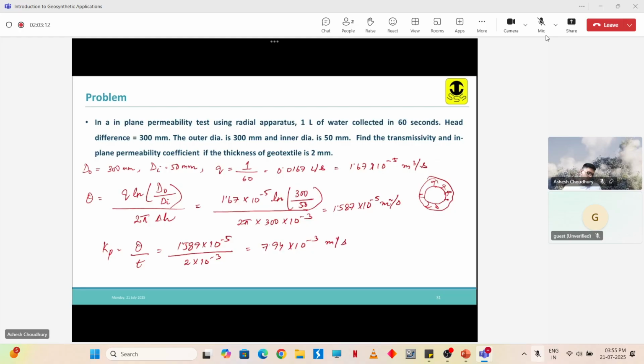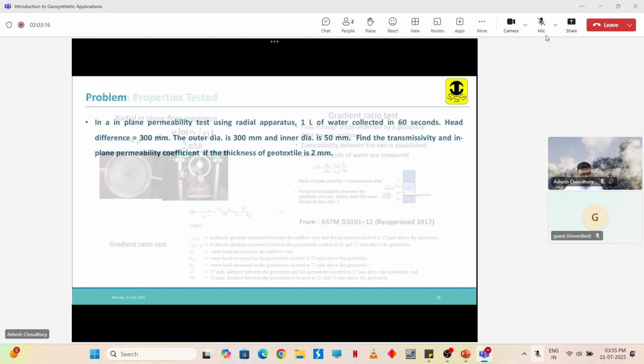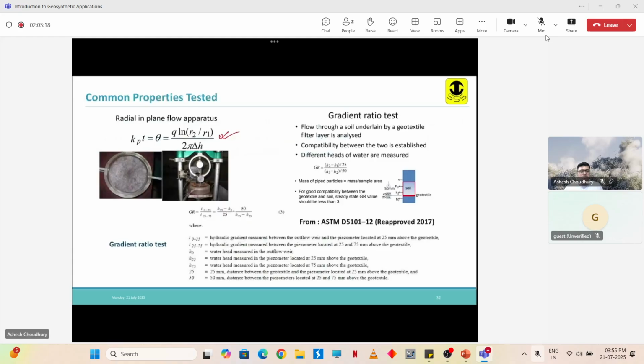Per second. Okay, so this is how we do it. Now, as I said, there is one more test called the gradient ratio test, using which compatibility between the geotextile and a soil is established. So that is also given.